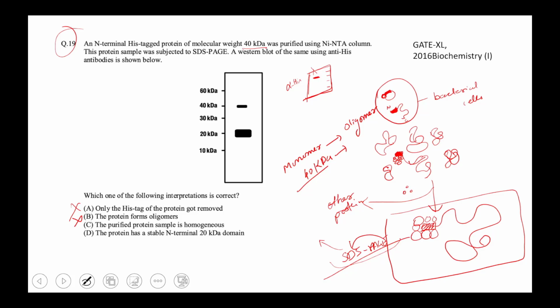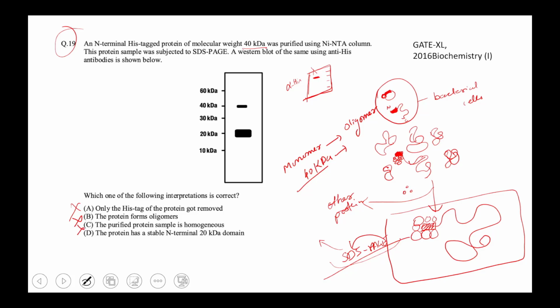The third option is that the purified protein sample is homogeneous. As you can see two bands here, it is not at all homogeneous. Homogeneous means all of the same kind. But here you can see two different kinds of bands, 40 and 20 kilodalton. That means it is not homogeneous, it is a heterogeneous purified sample. So the third option is also wrong.